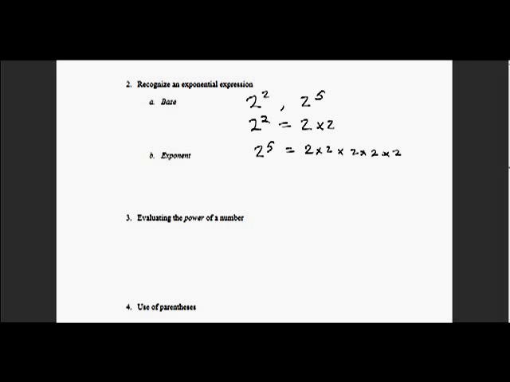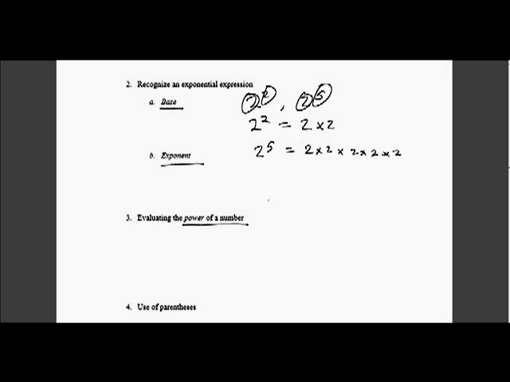The vocabulary of exponents includes the word base. The base of an exponential expression is the number being used as a factor some number of times. We use the term exponent. Exponent refers to the number of times that base is used as a factor. So in these examples that we have here, 2 is the base, 2 is an exponent, 2 is a base, 5 is an exponent. The phrase power of a number is another way of specifying the exponent applied to a base.